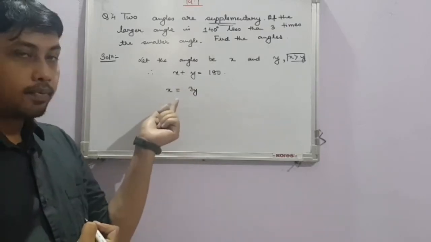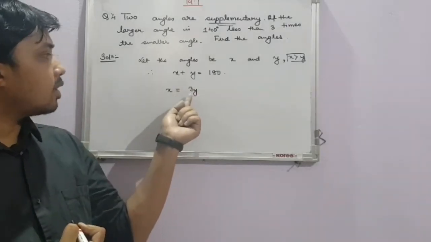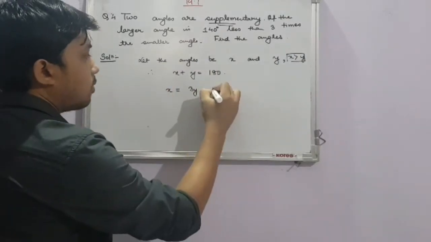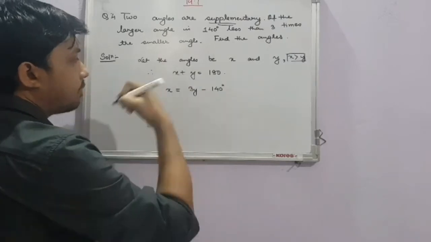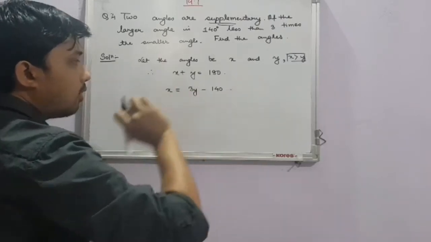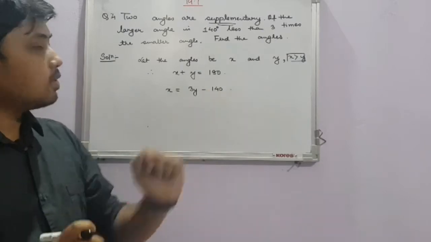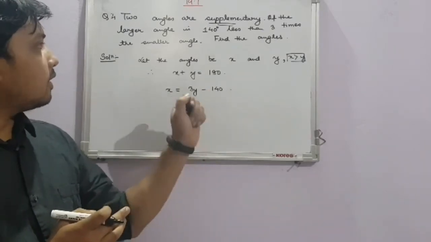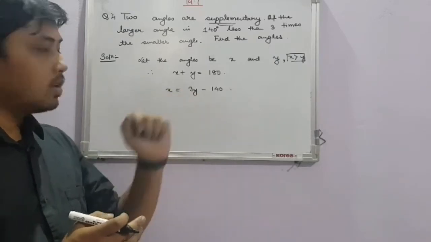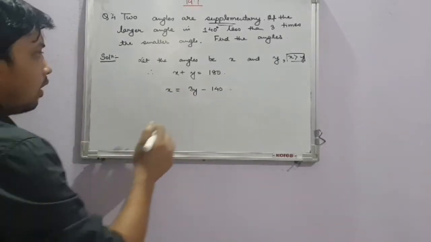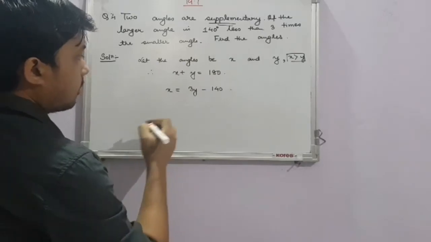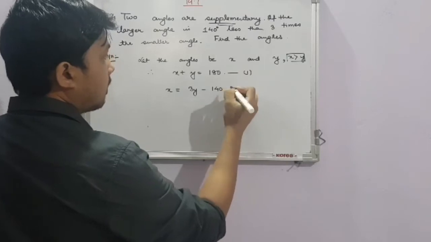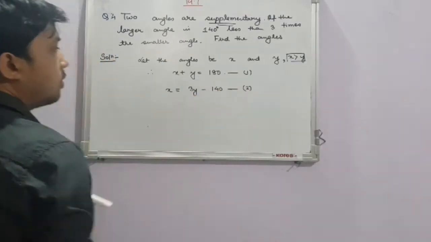Which is more? x or 3y? 3y is more. How much more? 140. So to make them equal, I have to subtract 140 from here. Let me not put the degree now. So x equal to 3y minus 140. Larger angle is 140 degree less than 3 times the smaller angle. So basically I have two equations here. I'll put this as equation 1 and this as equation 2.